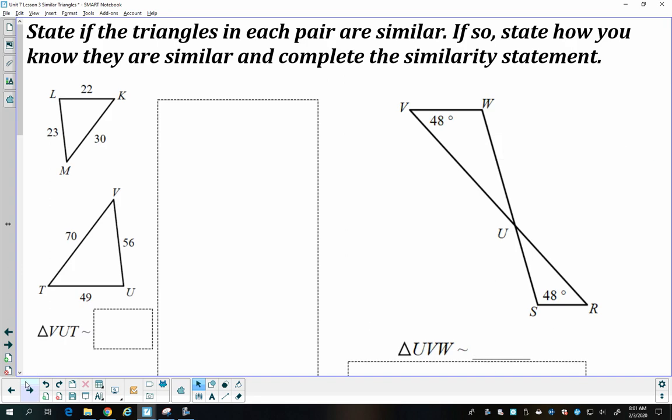So let's do a couple here. Let's decide if these triangles are similar. If they are, we need to know which shortcut we used, and then we'll finish the similarity statement that's presented to us.